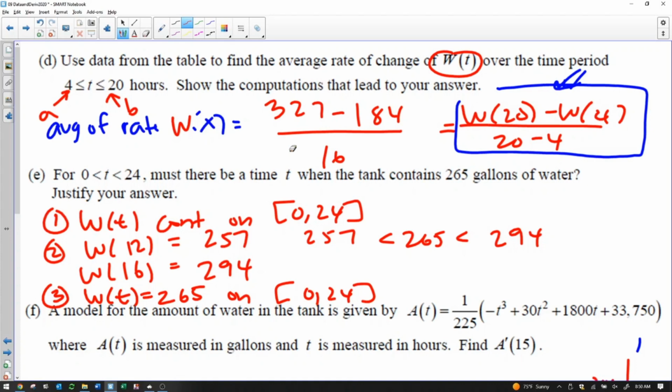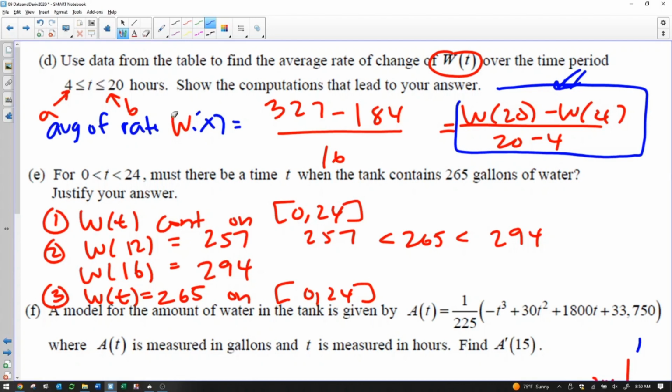Do I need the units on this one? Do they ask for units? No. If they don't ask you for units, you don't need to put the units. If you put the units and they're right, great. If you put the units and they're wrong, then you get a -1. So it's better to just not even put the units if they don't ask.